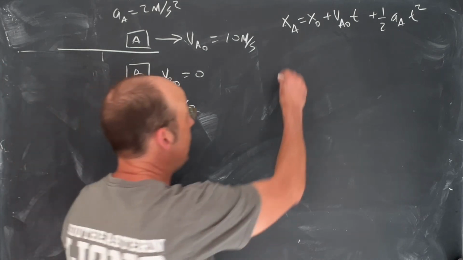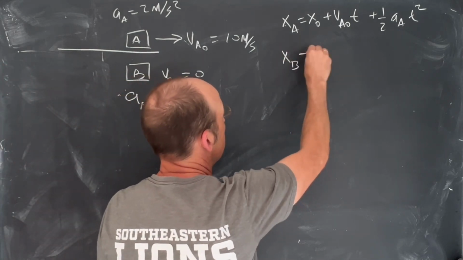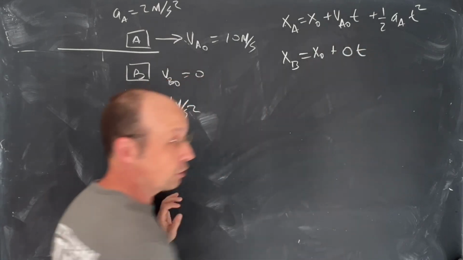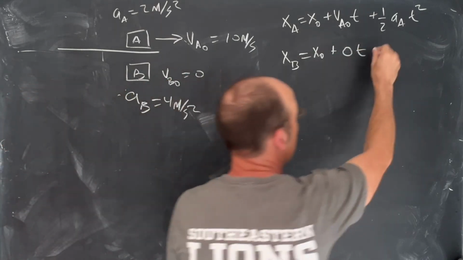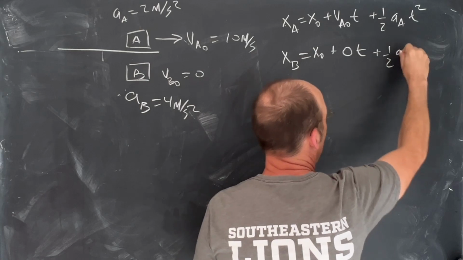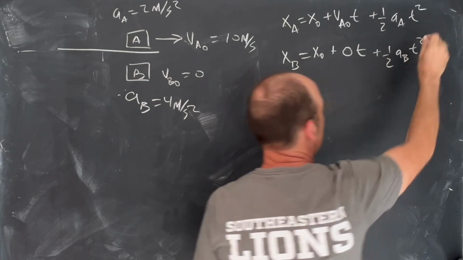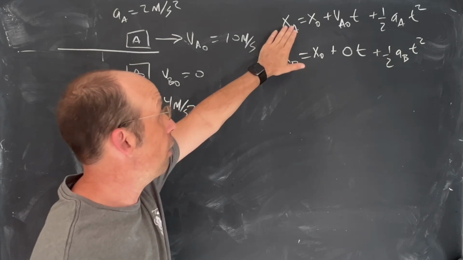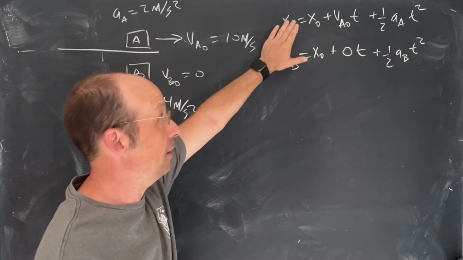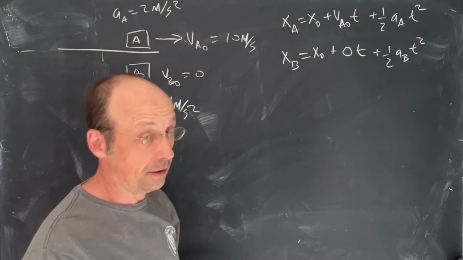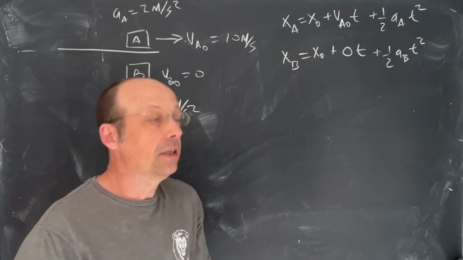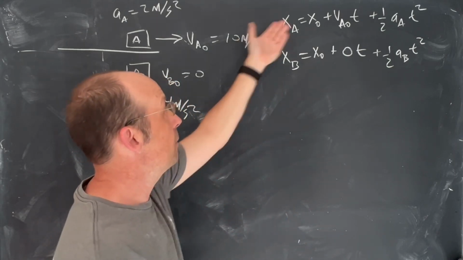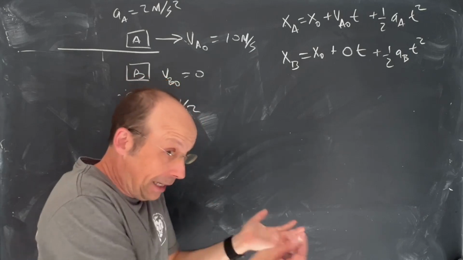And then car B looks like this. It has that same x0, and it has a 0 initial velocity, so I'm going to put 0 t plus 1/2 aB t squared. Now, notice that they both are moving in the x direction, and they both change position with respect to time.